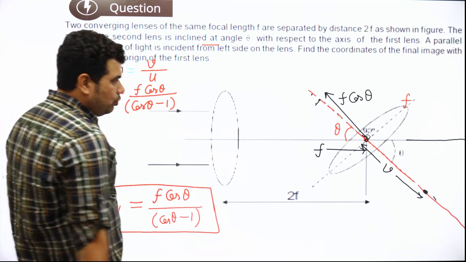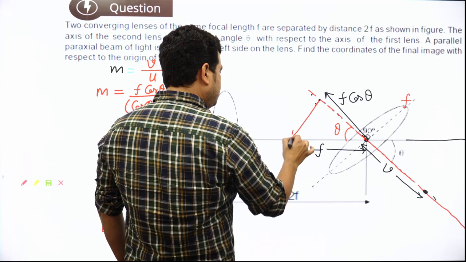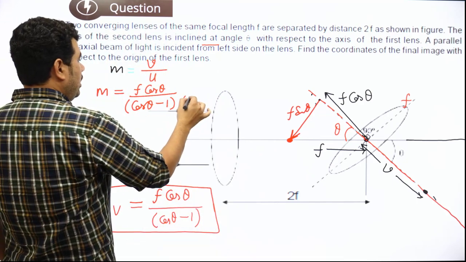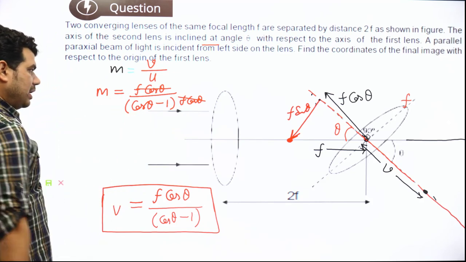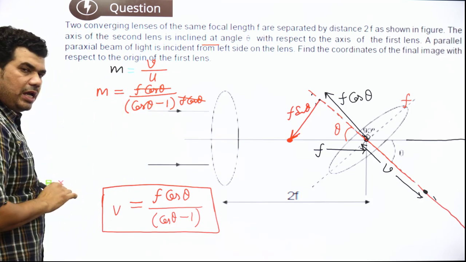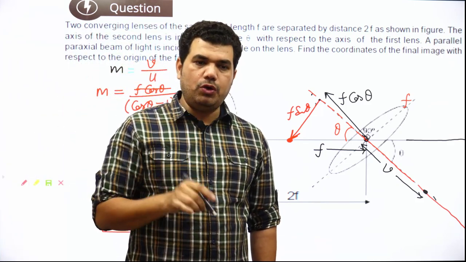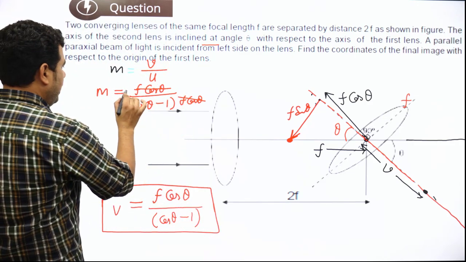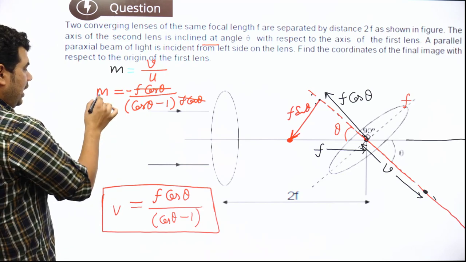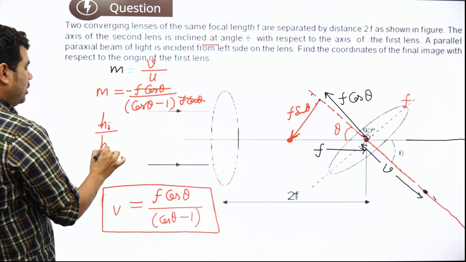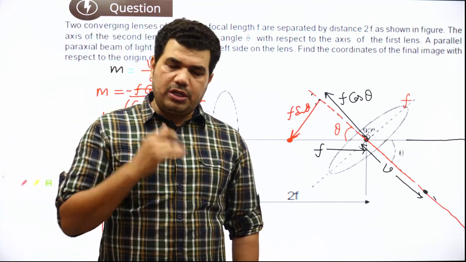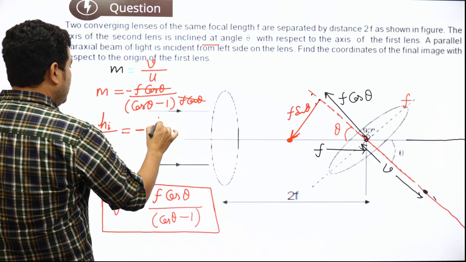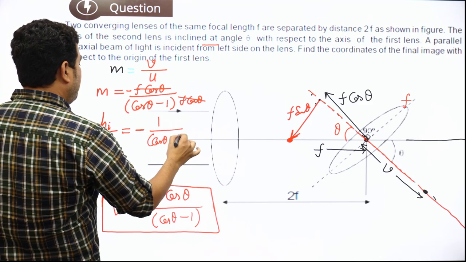Okay? So, what is U, my dear students? One second. This is F sine theta. So, what is U? U is F cos theta. So, F cos theta will be cancelled out. So, M you get 1 upon this. And what is M? M is actually I upon O. Yes, Anant, you are right, very right. So, U is negative, so M is also negative. Now, M is actually height of image divided by height of object. Very right. Now you can see this is minus 1 upon cos theta minus 1.